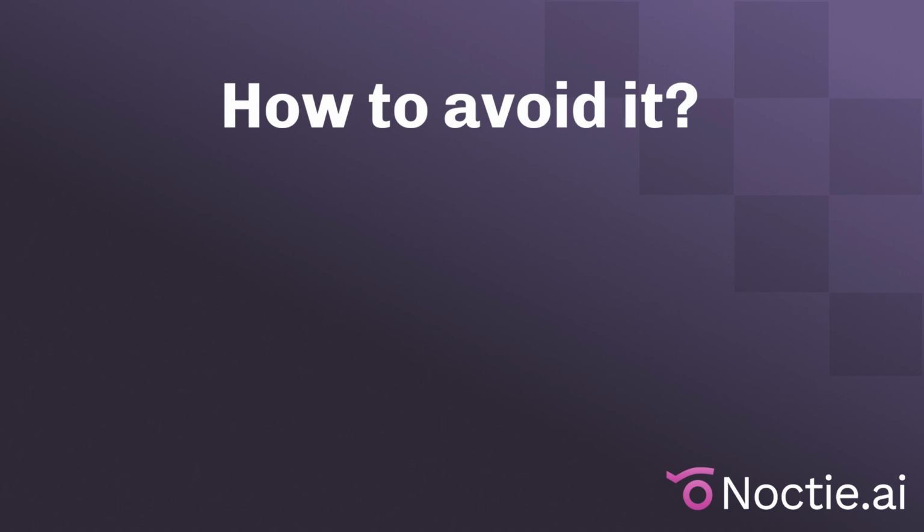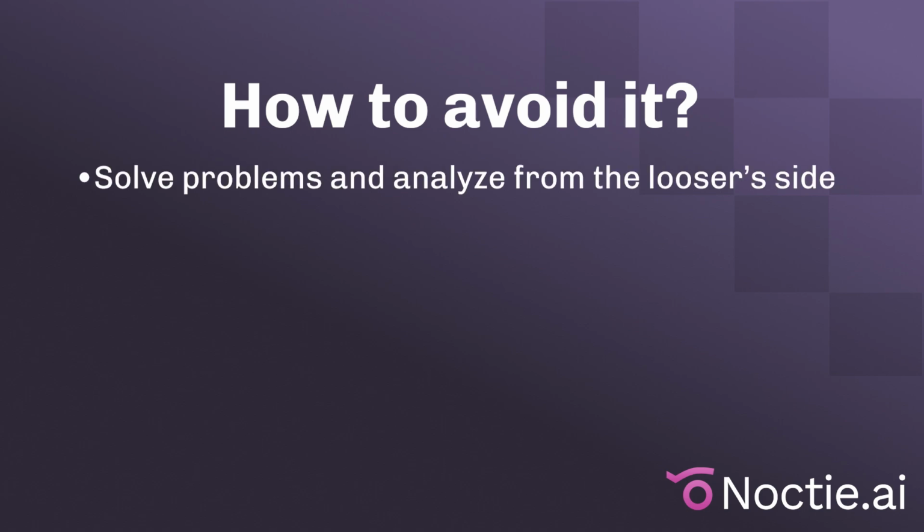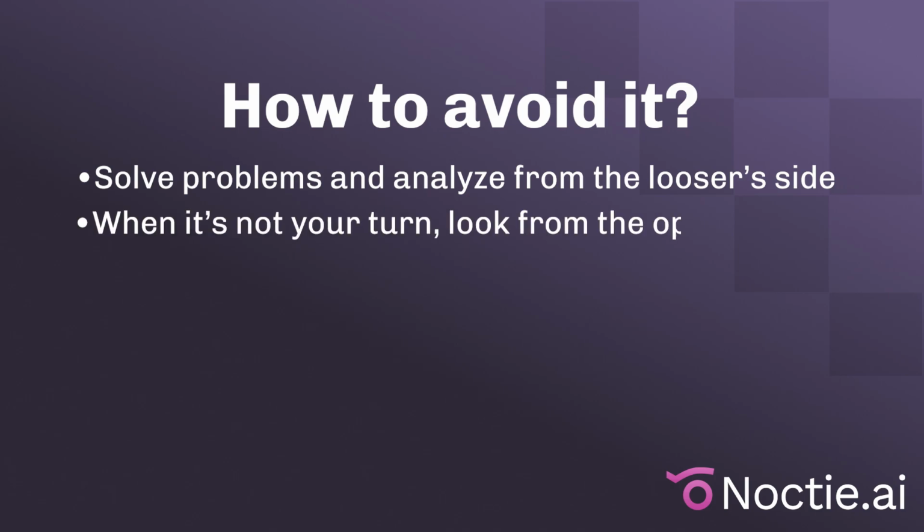First of all, start in your training to solve problems and analyze games from the loser's side. When you're playing yourself, when it's not your turn, you can actually sneak around and look at the position from your opponent's side. This might be a way to foresee what is about to come when it comes to your opponent's threats.